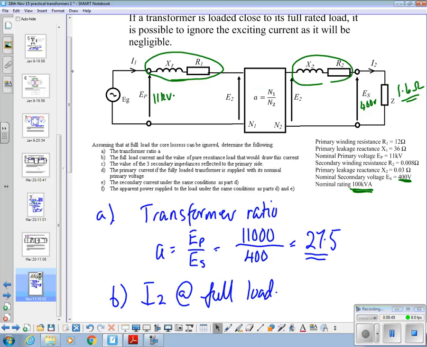Shift the impedances across. So what we've got to do is shift all three, that one, and that one, across to that side, and then we've got a simplified model. We can then transfer back later to find the information that we want. So that's part C, the value of the three secondary impedances reflected to the primary side.